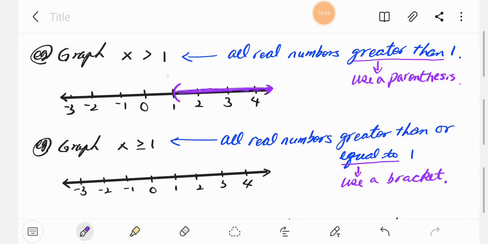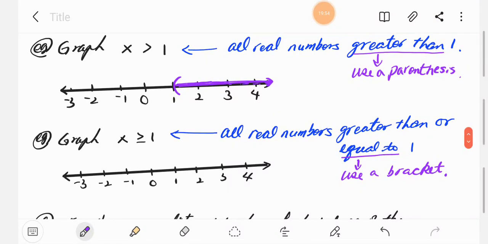So when you graph x is greater than 1, think what numbers are greater than 1. They are the numbers right of the number 1. So make a bold line on the right part of the number 1, and since 1 is not included, use a parenthesis.